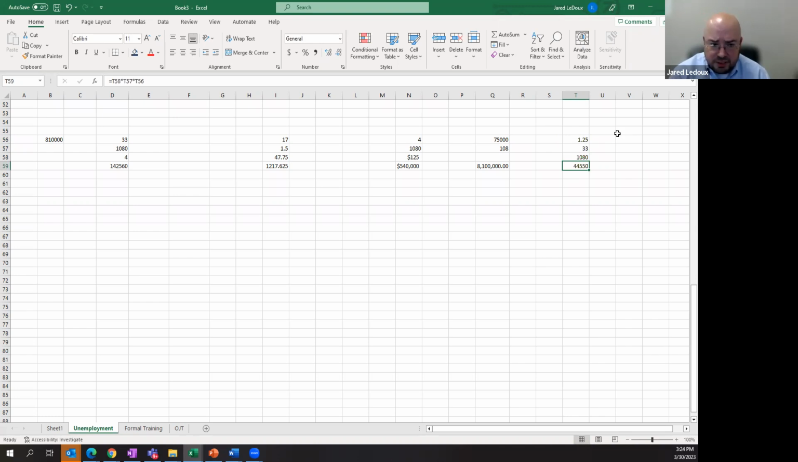And then it references medical exams, physicals that may be completed on all of the new hires. And it is $350 per physical. So in this case, 350 times 1,080.